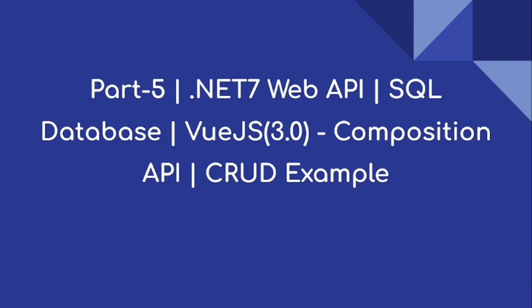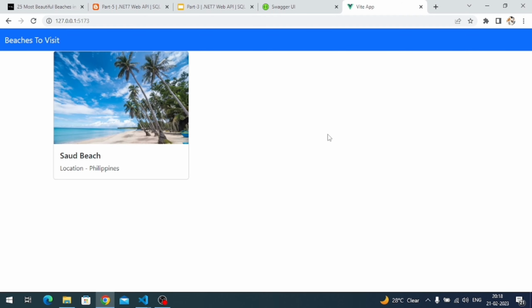So this is part 5 video on .NET 7 Web API and VueJS CRUD sample. Previously we have implemented the read operation, like fetching the data from the server and binding using our VueJS. Now let's try to implement the create operation. We are going to have a create endpoint, as well as an add form in our Vue.js application. So first, let's create the create endpoint in our API project.